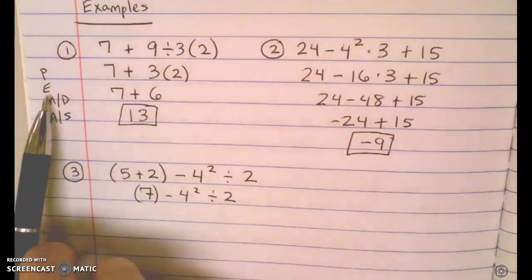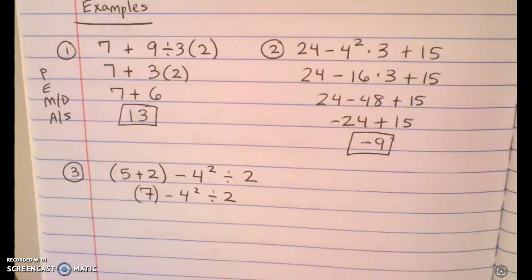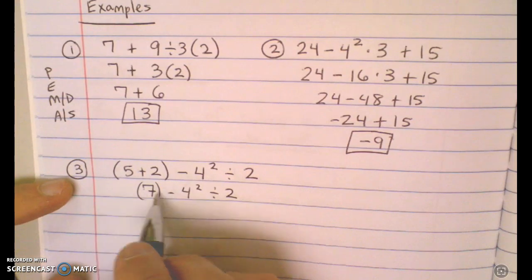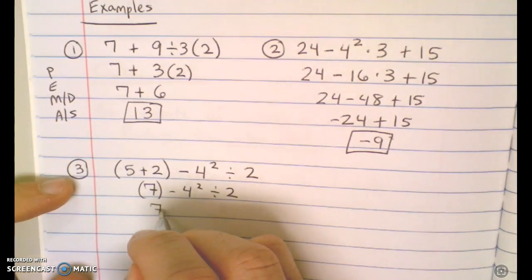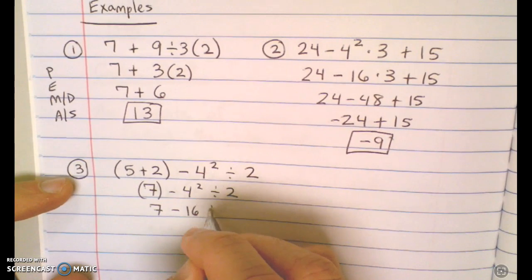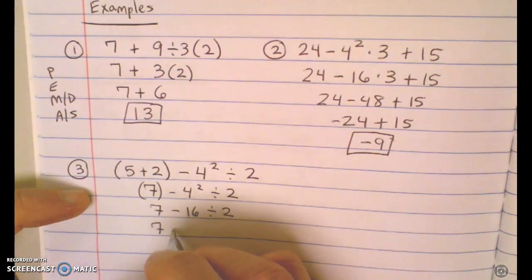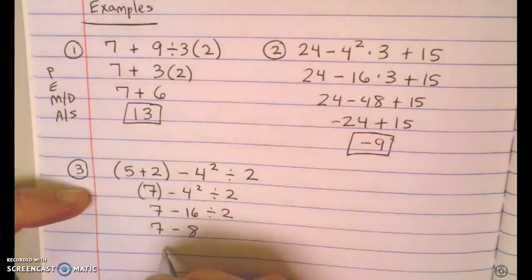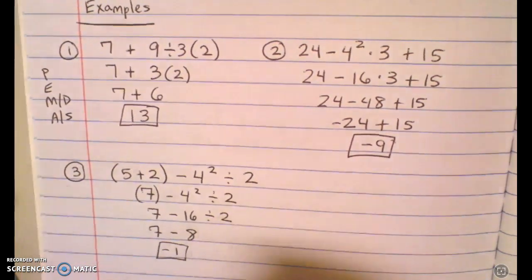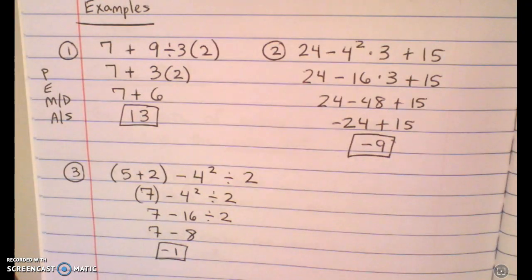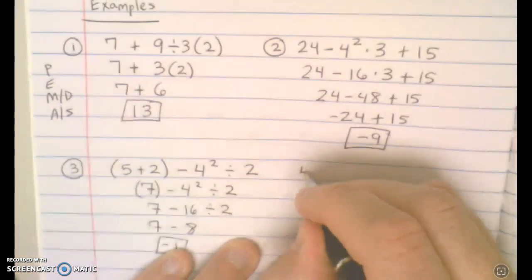My next step is going to be taking care of the exponents, so here's an exponent here. So I'm going to drop the parentheses now because there's nothing going on with these parentheses. So I have 7 minus 16 divided by 2. Before I can do the subtraction, I have to divide. So I have to do 16 divided by 2. So I have 7 minus 8. So my final answer here is negative 1. So it's really important that you show step by step how you're completing your problems. Let's look at one more example.